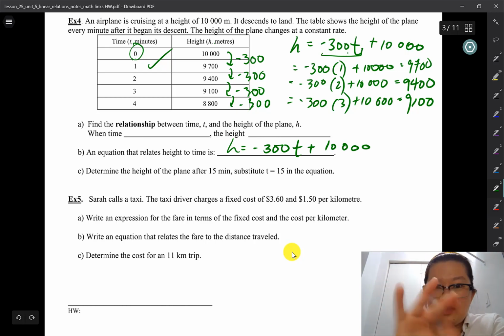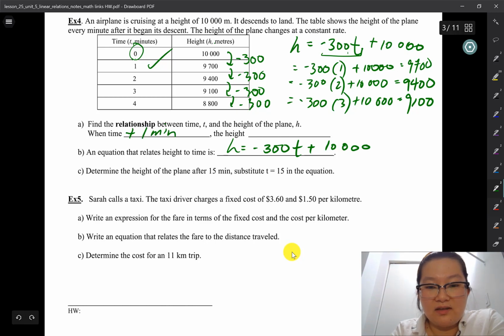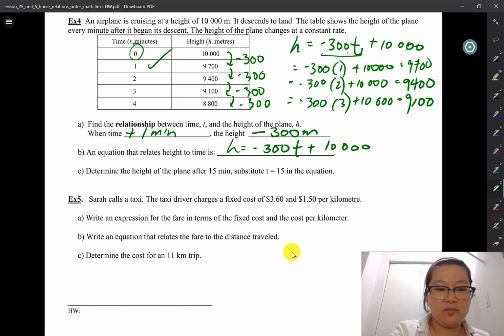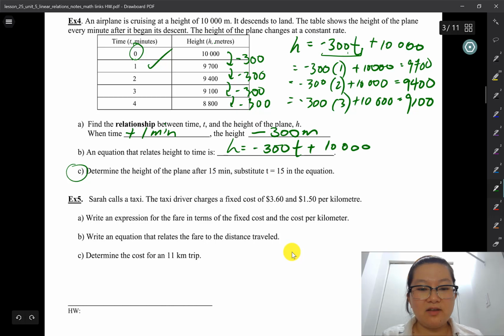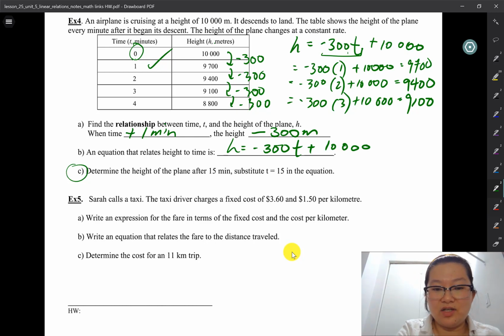You could write it in the opposite way. That doesn't matter. Here, when time increases by 1 minute, then height decreases by 300 meters. That's the pattern. Hey, we got a follow-up question. C. Determine the height of the plane after 15 minutes. Well, 15 minutes. We just substitute the time in. That's it, because we have the equation, right?